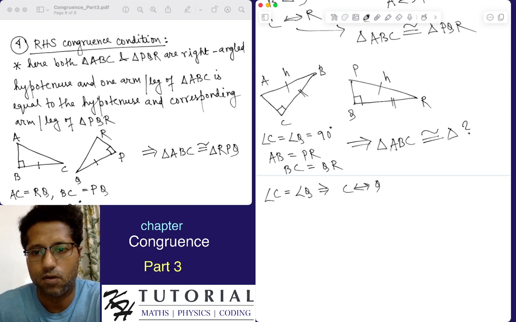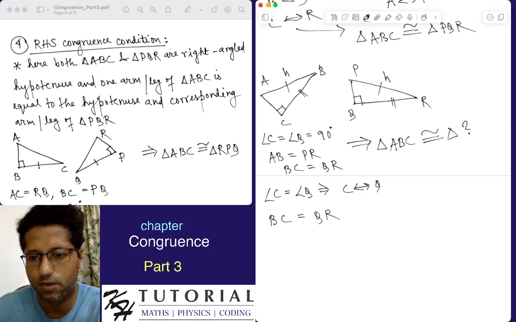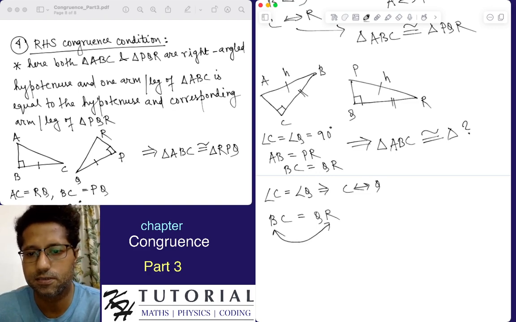Now you can consider the arms which are equal, so BC is equal to QR. We know that C is already mapped to Q, so it has to be the case that B maps to R. So this, and C mapped to Q, will imply that B is mapped to R.